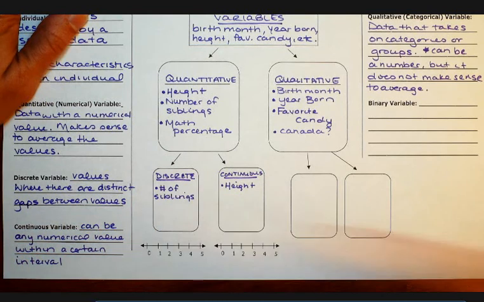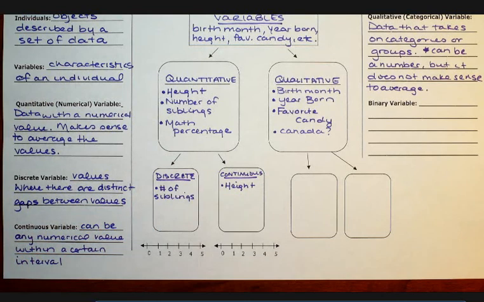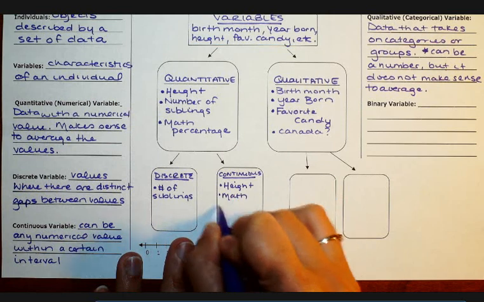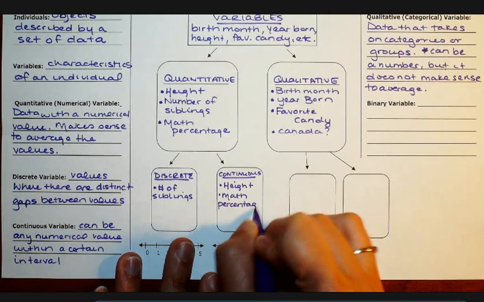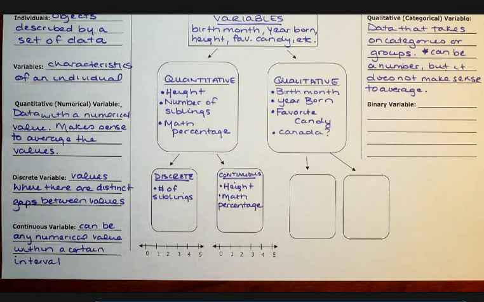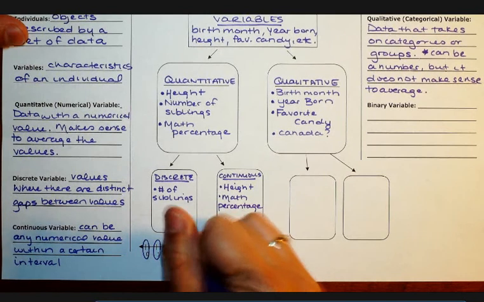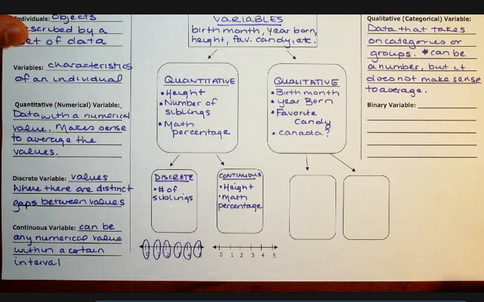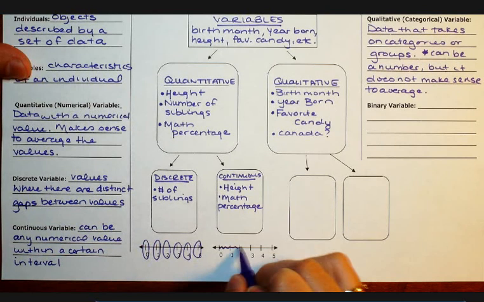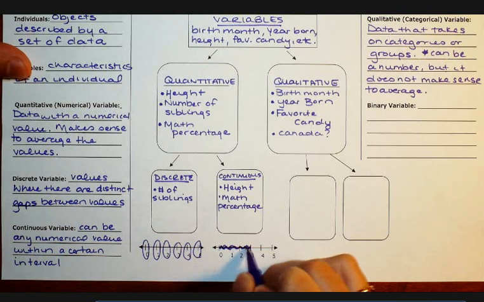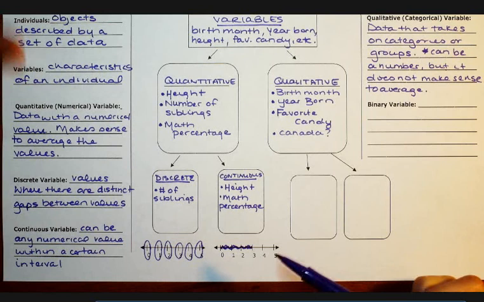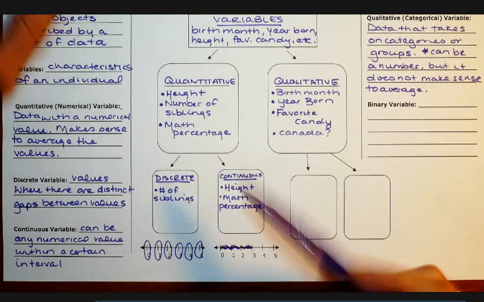All right, math percentages, again, they could be any possible value within 0 to 100. So therefore, it must be continuous. So to help visually, discrete would be number of siblings because it is only these numbers, it's nothing in between. However, a continuous variable would be one that could be anything in a certain interval. So even if your interval is from 0 to 3, if it could be any number between 0 and 3, it would be continuous.